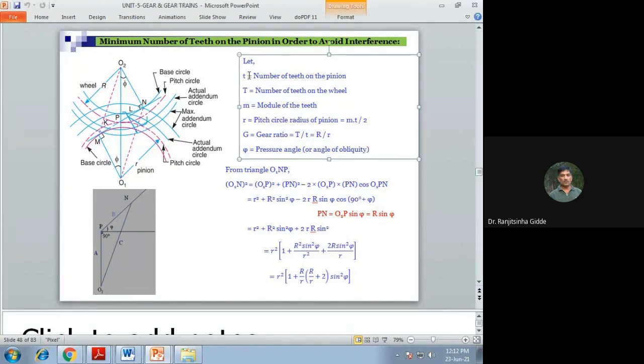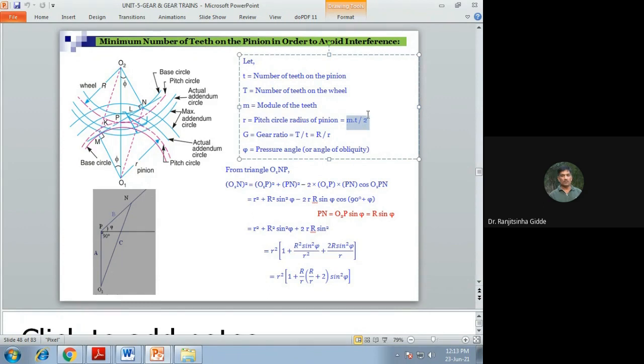So first we need to have nomenclature. Small t is the number of teeth on the pinion, capital T the number of teeth on the wheel, small m the module of the teeth, and small r the pitch circle radius of the pinion, which is equal to mt by 2.